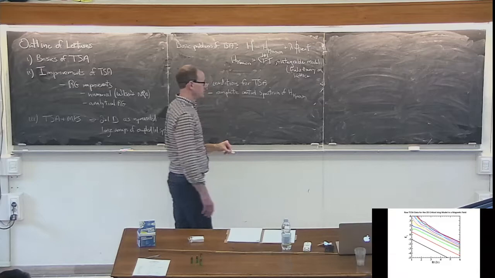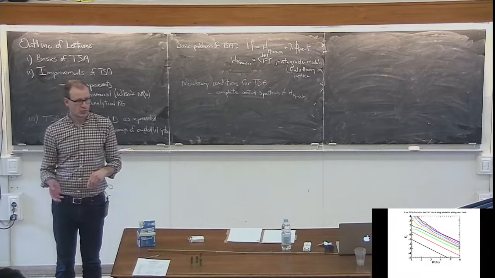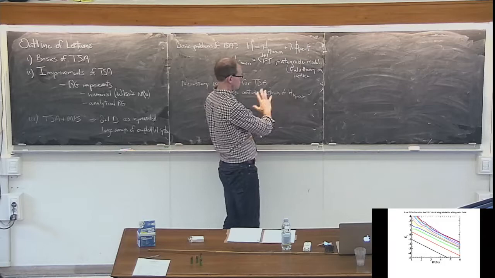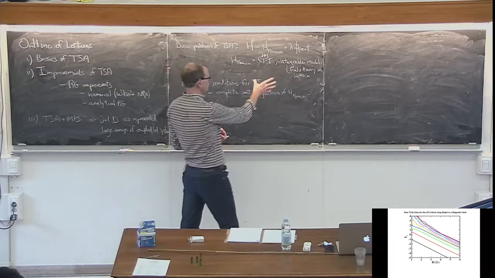And of course, if you choose H known to be a 1 plus 1 dimensional conformal field theory or an integrable model, then this condition is certainly met. That's in fact why I referred to H known as H known: among other things, you have complete understanding of its spectrum. So that's basically why you need to consider H known to be either a conformal field theory or some integrable model.